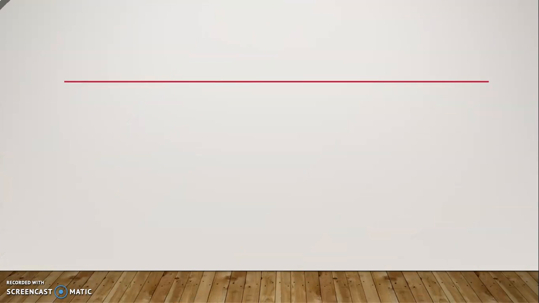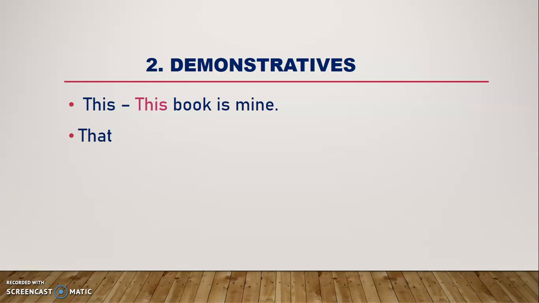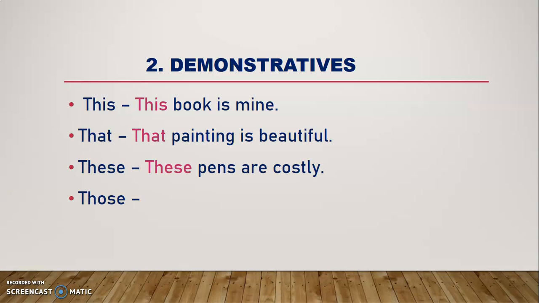The second type is demonstrative. Demonstratives are words used to point out the things we refer to or speak about. I repeat, demonstratives are words used to point out the things we refer to or speak about. They are this, that, these, and those. These 4 words are known as demonstratives.